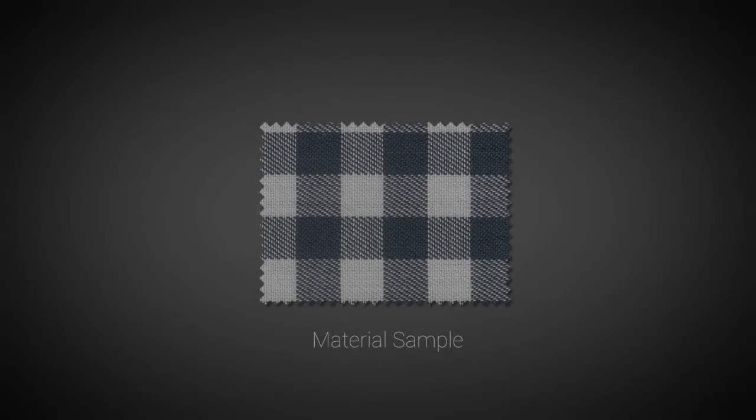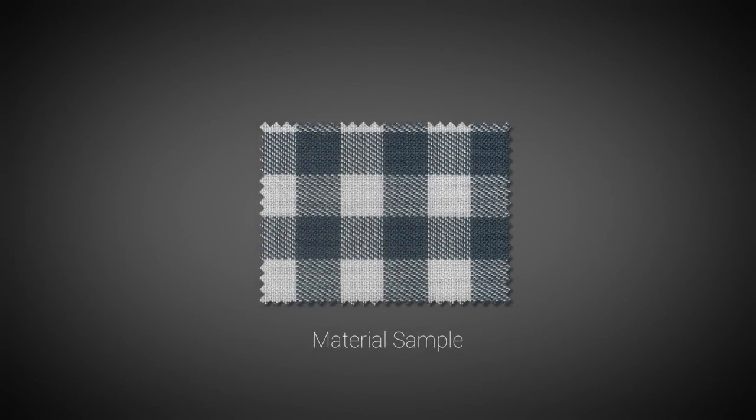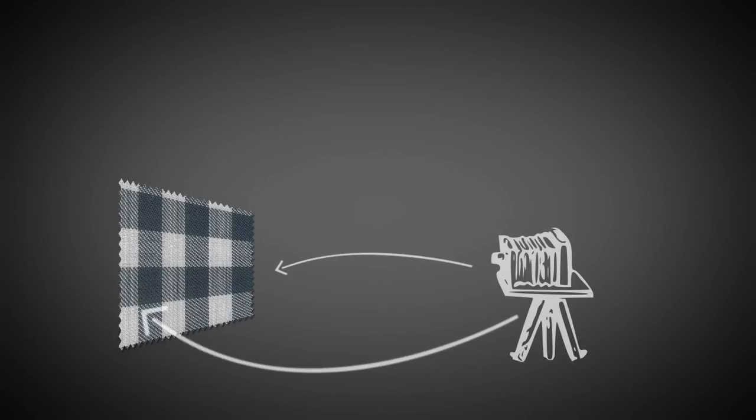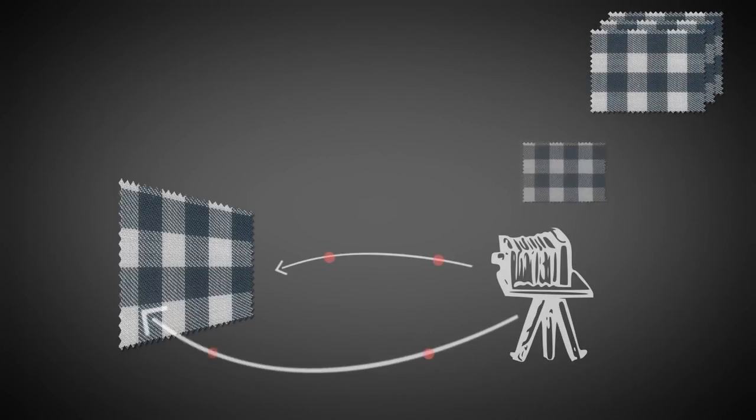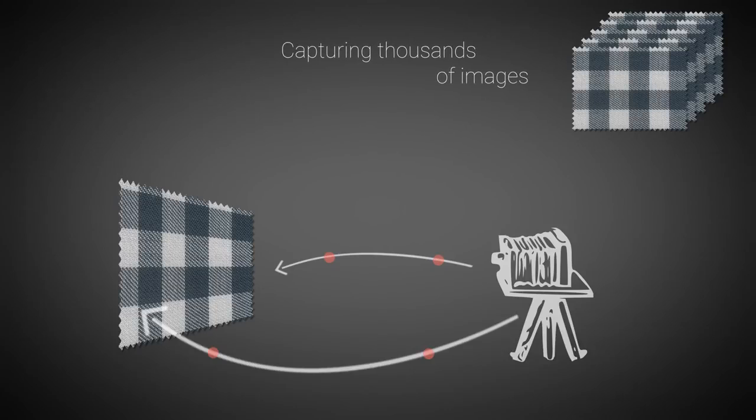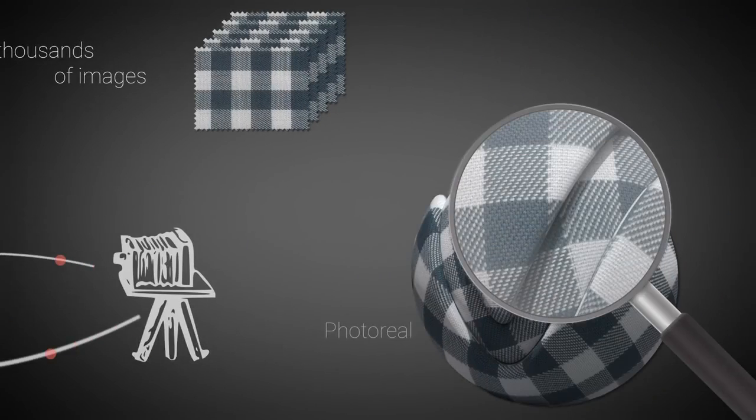Let's take a look at some of the key features of the VRscans. A VRscans material is generated by capturing thousands of images of a real-life material sample. The resulting scanned material is often indistinguishable from the original sample, which makes it appear photorealistic. The amount of photographs generated by the high-quality hardware captures the material's texture in exceptional quality and detail.